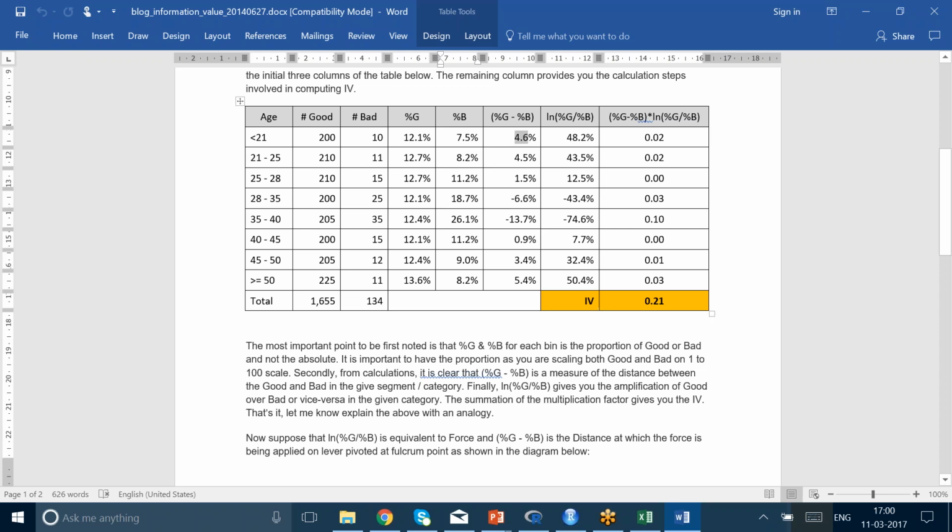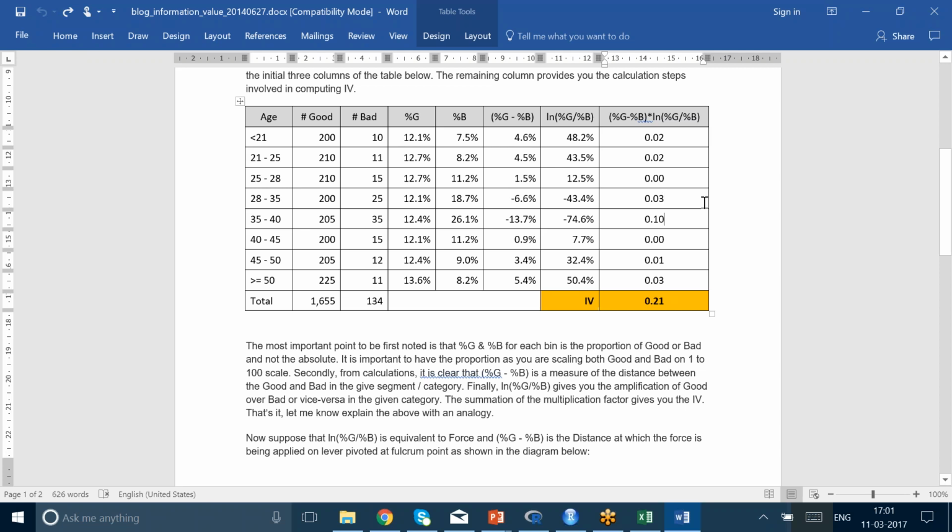And I know if I can apply a force at the highest distance, I get maximum torque. So logically, this equation makes sense. If you apply the physics concept, logically it makes sense. If it logically makes sense, go ahead and use the concept. My funda is very clear. If logically it makes sense to me, then I don't keep questioning why percentage good minus percentage bad, log of percentage good by percentage bad. It is making sense, so I'll go ahead and use this concept.